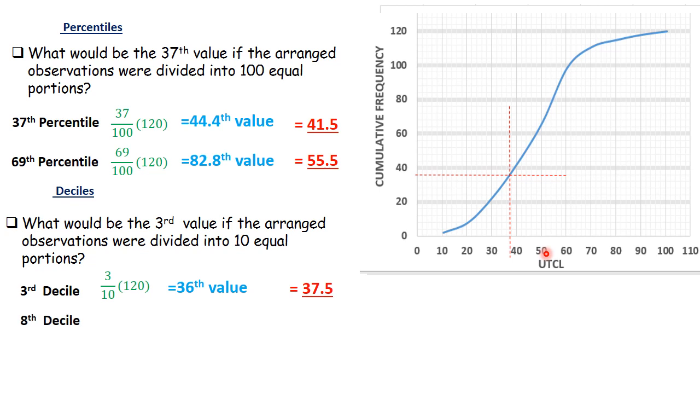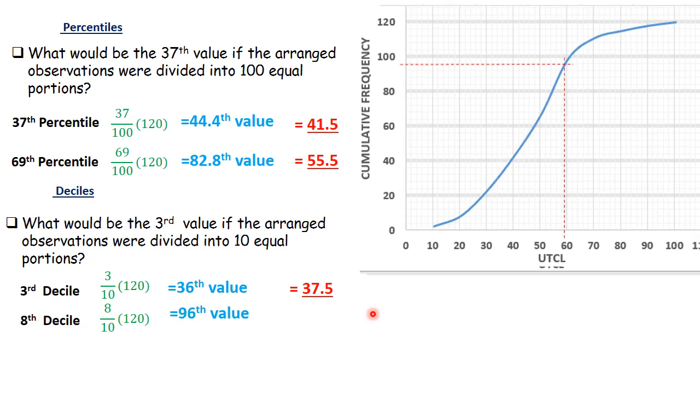The 8th decile will be done similarly, so you'll have 8 over 10 times 120, which will be the 96th value. And reading it from the graph, we'll have 96 appearing somewhere below 100, actually a small square below 100. And so reading on the x-axis value, you will get 59, and that's basically what we do using the Ogive curve to get percentiles, deciles, even quartiles, and median actually.